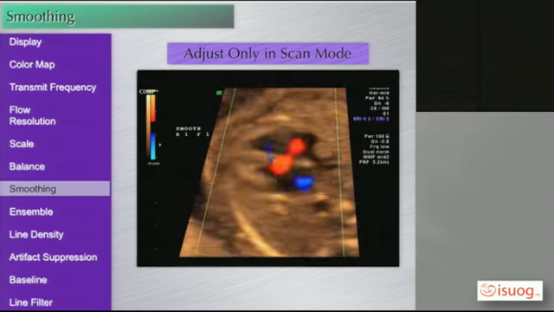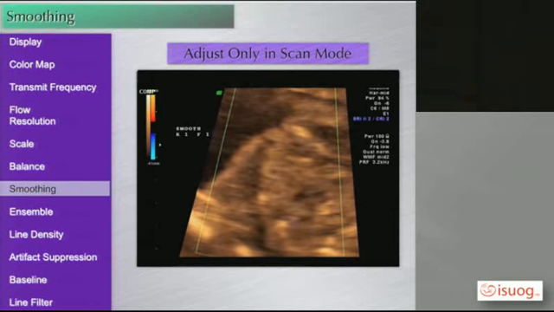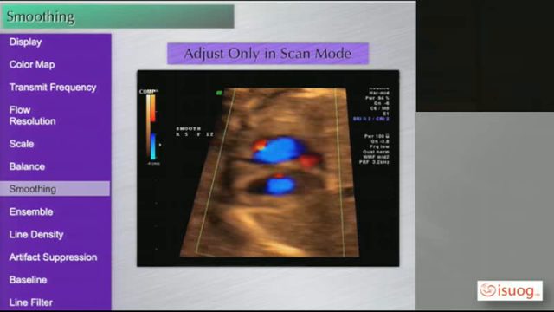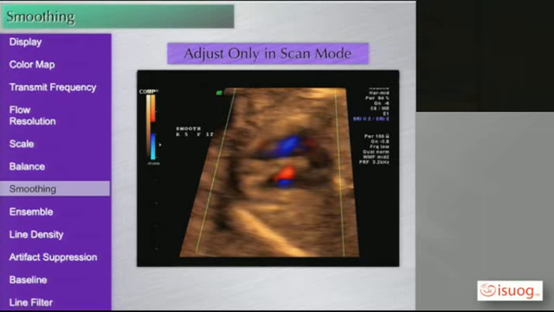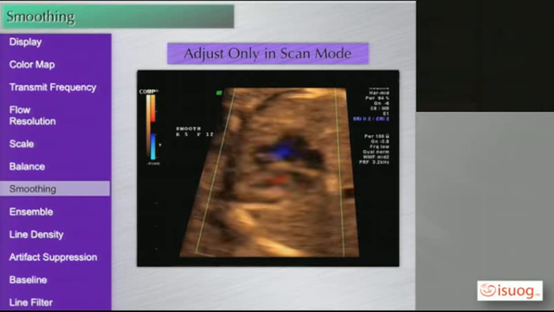In this example, the rise and fall are set at 1. Notice the frame rate is 29 Hz. In this example, the rise is increased to 5 and the fall to 12. Even though the frame rate is 29 Hz, the color seems to persist on the screen longer. It does not appear to be in synchrony with the B-mode image.